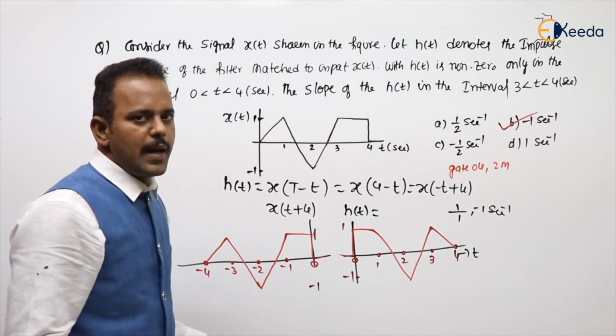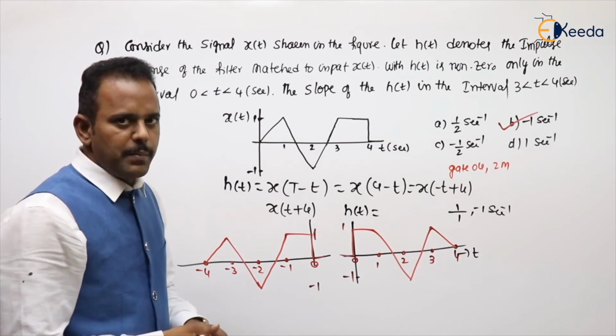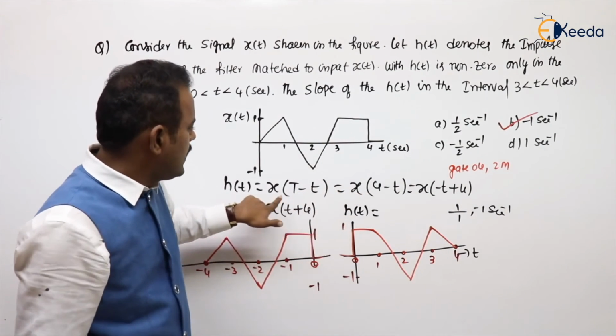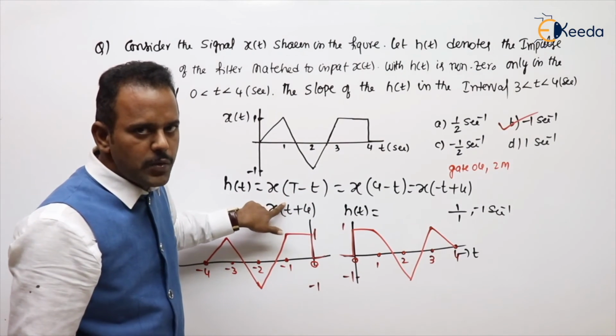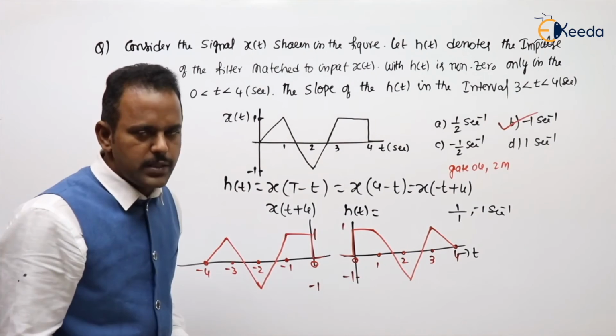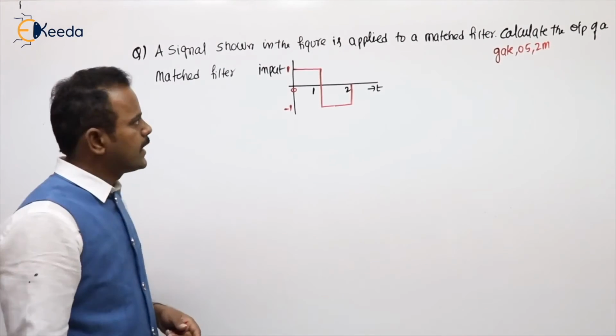Simple here, making the time operations only. Because the impulse response of the matched filter is x of capital T minus small t, where capital T is the duration and x of t is the input. Simple logic only. See the next problem.